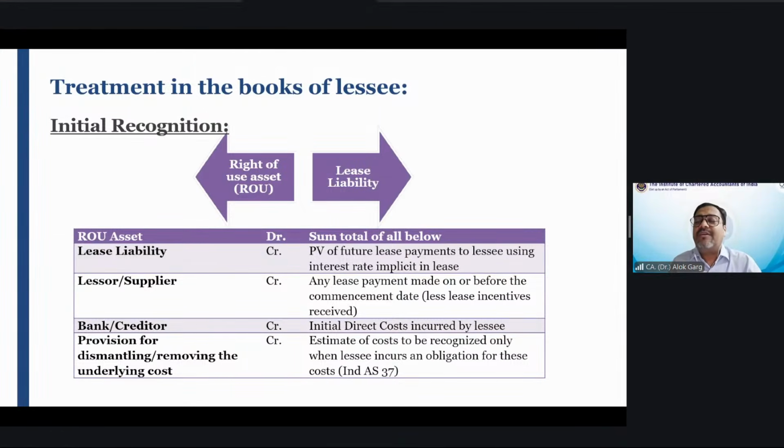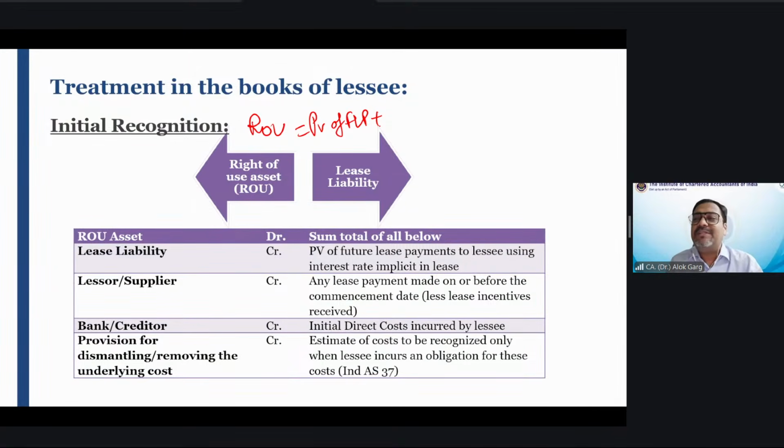So then, friends, we discuss the initial recognition. The lease contract has to be capitalized as a right of use asset to lease liability. So ROU to lease liability, and ROU is equal to what? ROU is equal to the present value of the future lease payments plus the present value of future lease payments plus. So future means after the commencement date.